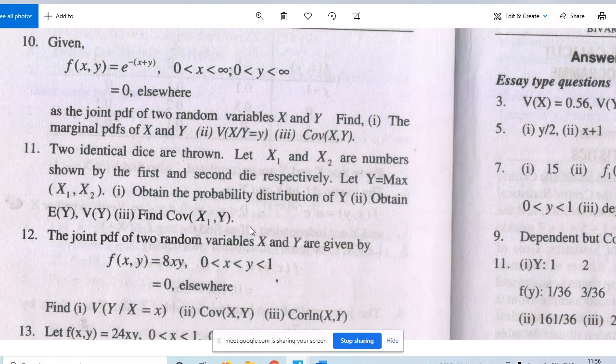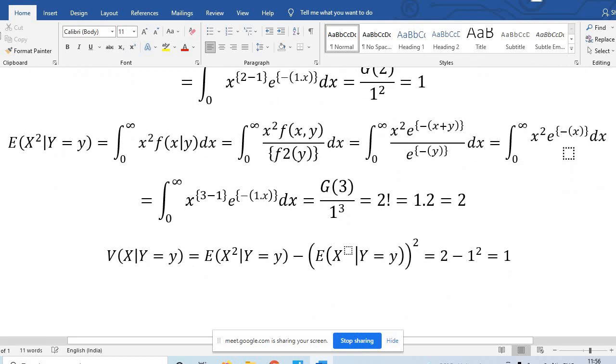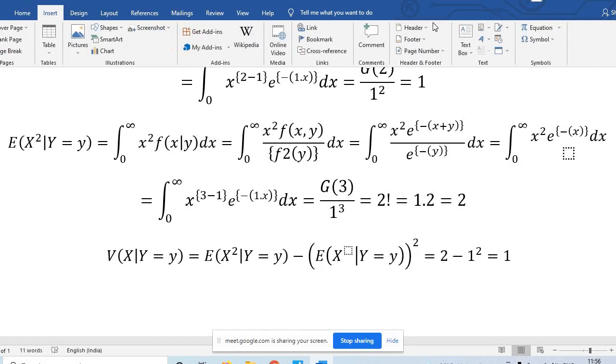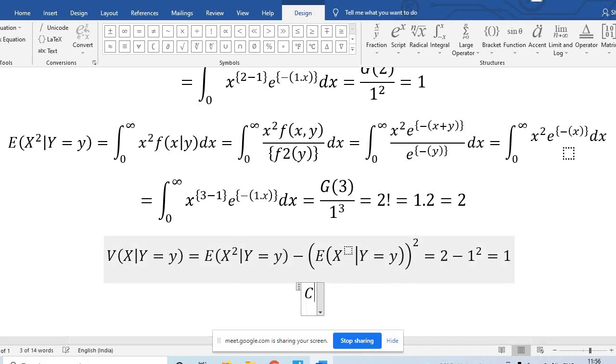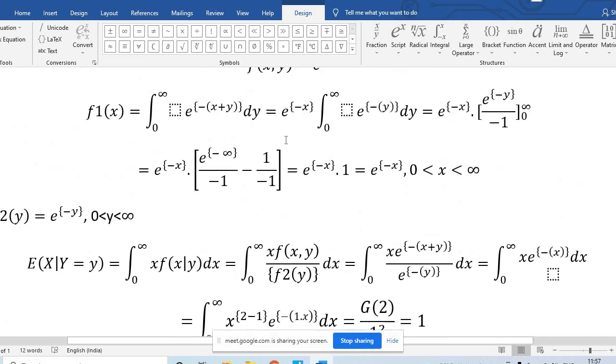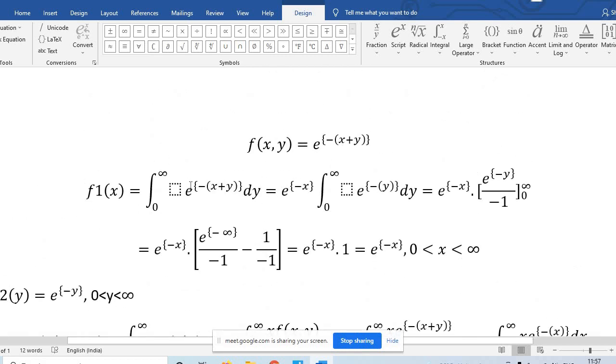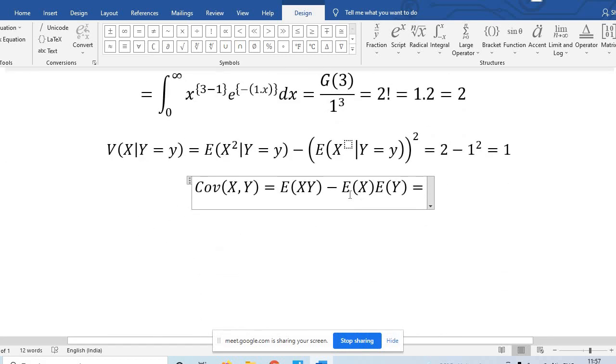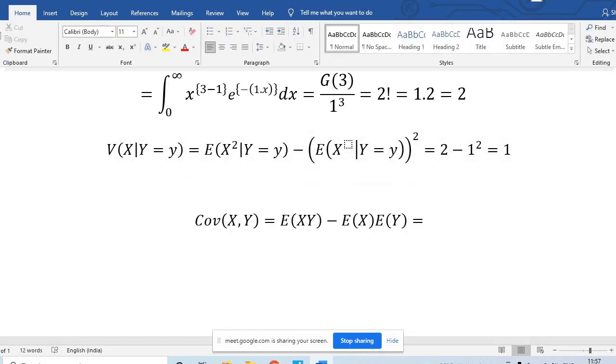Now we have to find out covariance between x and y. So what is the covariance formula? It is expectation of xy minus expectation of x into expectation of y. Expectation of x is 1, expectation of y is also 1. So what is expectation of xy? That we will compute like this.